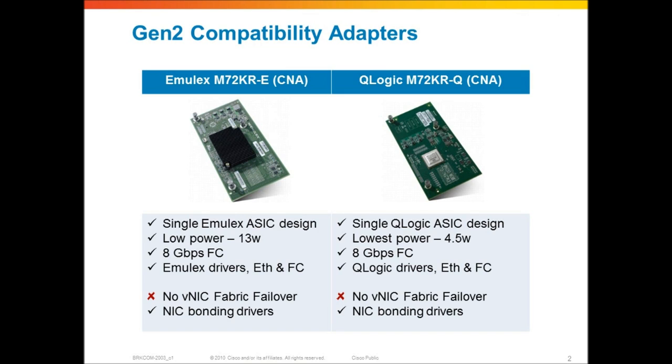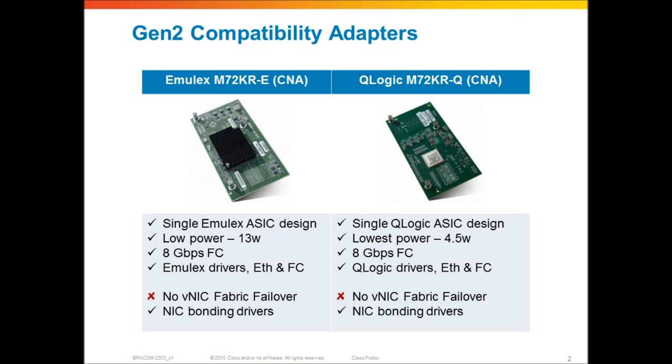But with the Gen 2 versions with Emulex and QLogic, what each company has done is to provide all of that functionality in their own single chip. What that's allowed them to do is to provide a lower power footprint and really more of an optimized form factor with less heating and power.